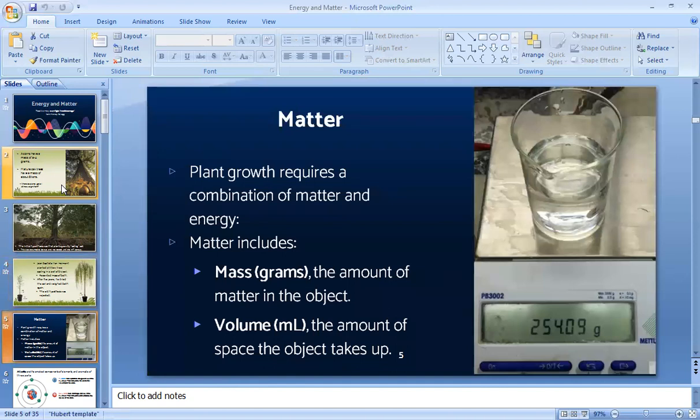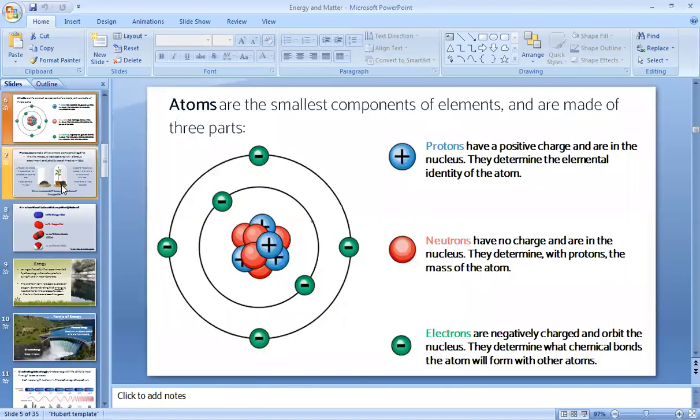Now, what is matter? Plant growth requires a combination of matter and energy. Matter includes mass in grams, the amount of matter in the object, and volume in ml, the amount of space in the object. It is made of atoms. What are atoms? Atoms are the smallest components of elements and are made up of three parts: protons, neutrons, and electrons.